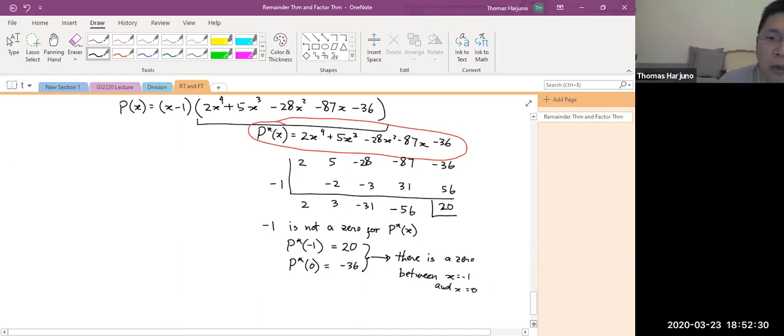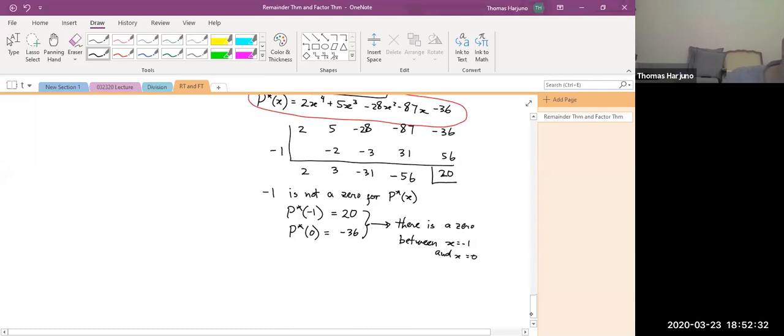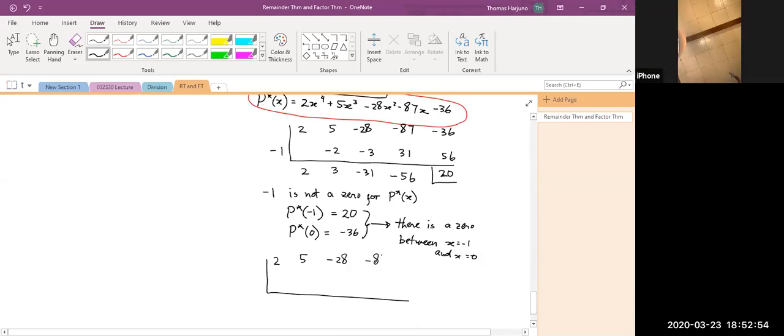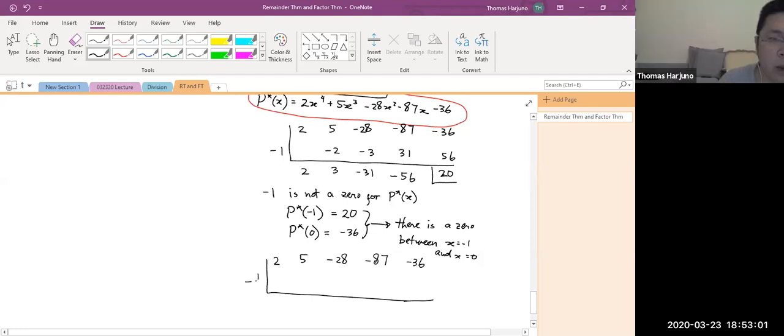Then, using something we will learn in the future called the rational zero theorem, we guess between x equals 0 and x equals negative 1. Let's pick, for example, 1/2 maybe. Let's try negative 1/2, I mean. Try if I use negative 1/2 here.